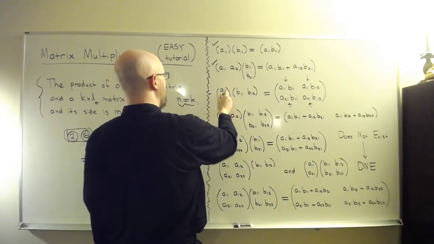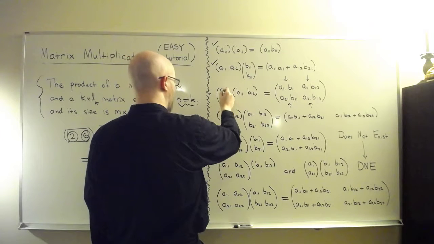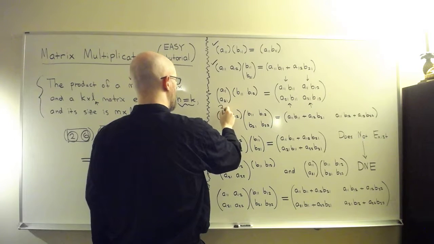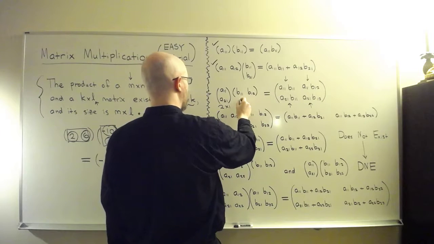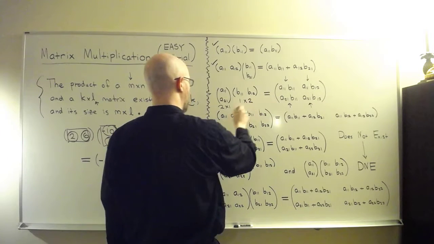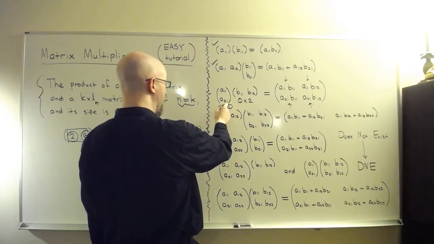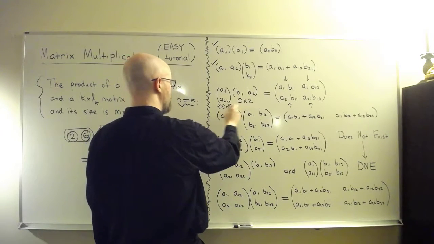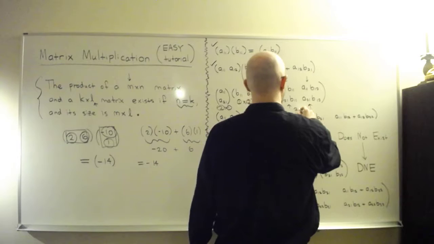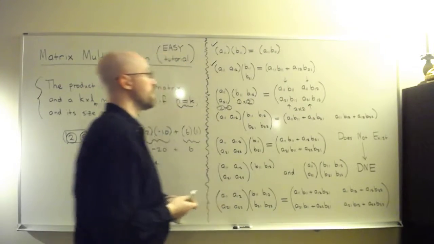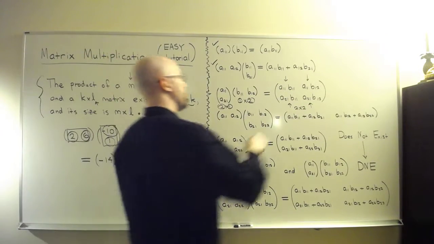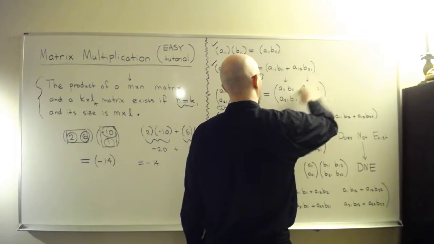Why? Well, this matrix here has 2 rows and 1 column. This has 1 row and 2 columns. The inside numbers match, so the product exists. But the size is given by the outside numbers, the 2 and the 2. That's given us a 2 by 2 matrix over here. And you can see that that's what it comes out to be.